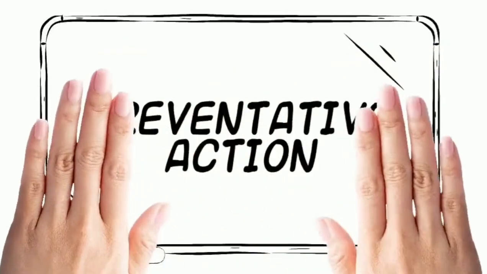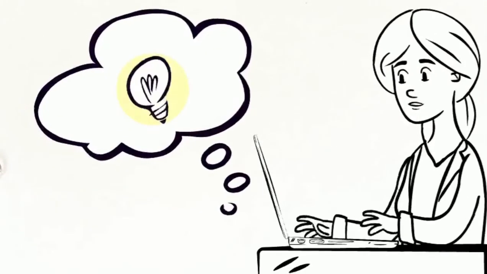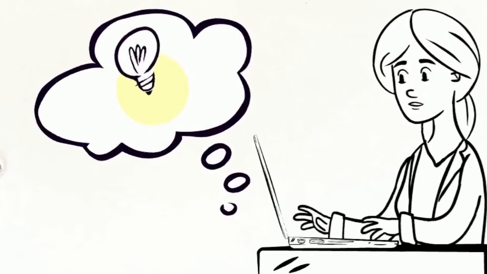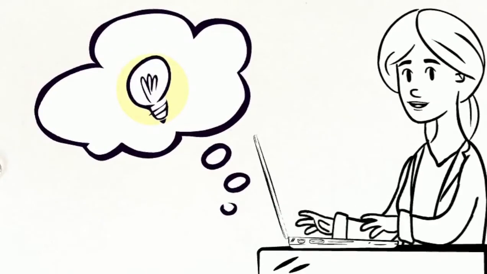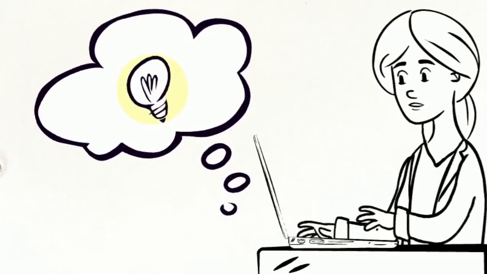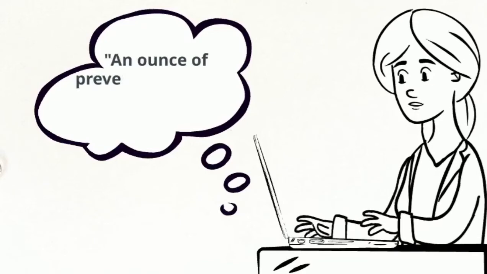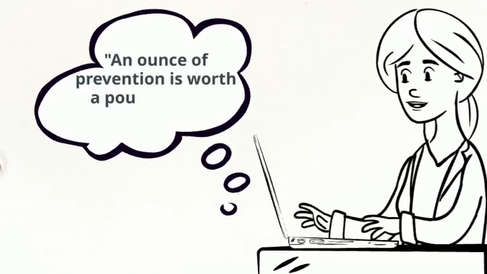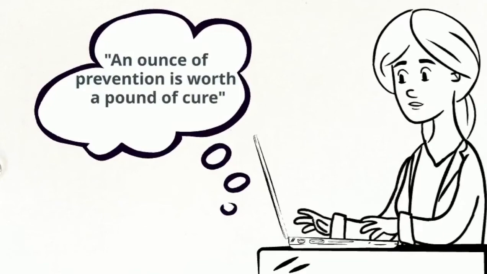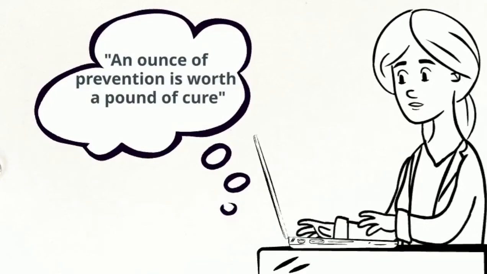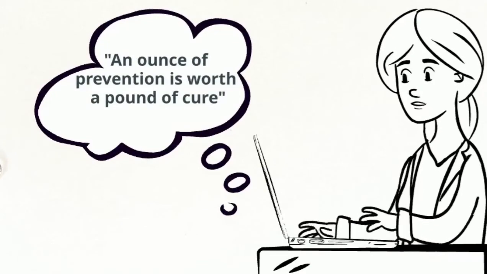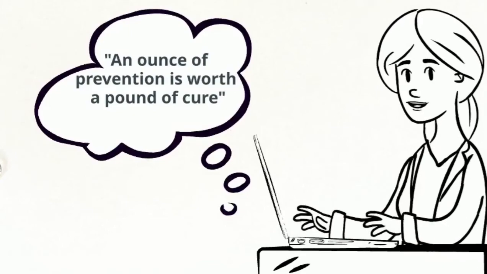Preventative action. The goal of the event manager is to keep problems from arising. It may appear to be a difficult task, but it is necessary. An ounce of prevention is worth a pound of cure, as the saying goes. Address the potential sources of the difficulties that have been detected as early as possible, far before the event day.